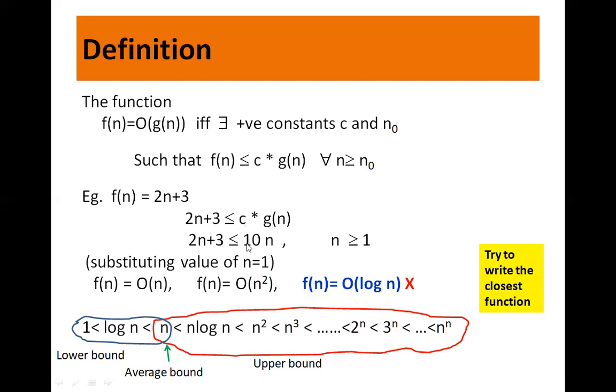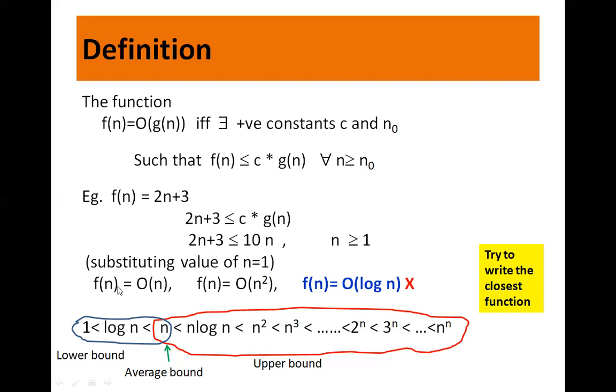Fine. So if you take c as 10, now if you calculate, the condition is true, right? If you take the value of n as 1, what will it be? It will be 1 into 2, so it is 2 plus 3, that is 5. And here 10 into 1, that is 10. So it is greater than 2n plus 3. Right? What you're doing is substituting the value of n equal to 1.